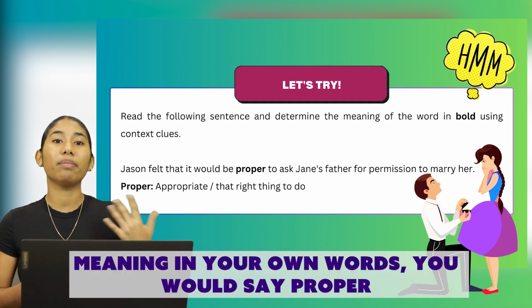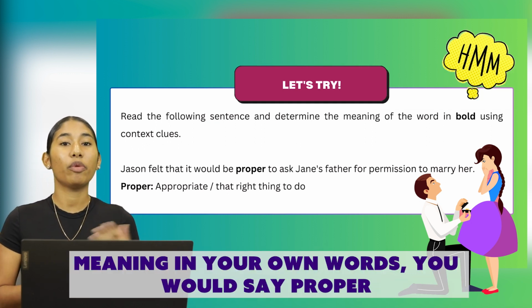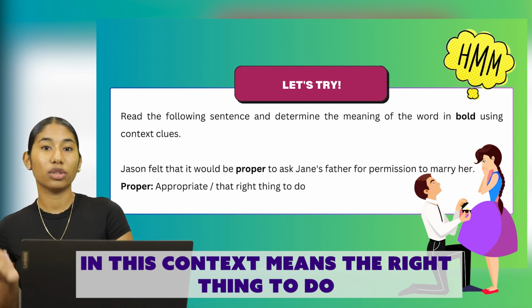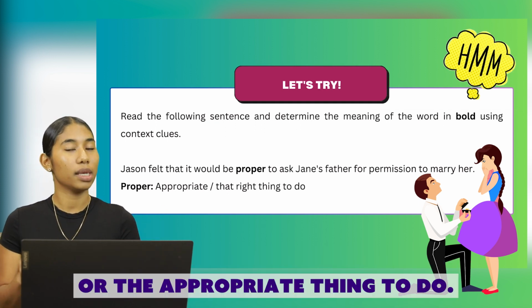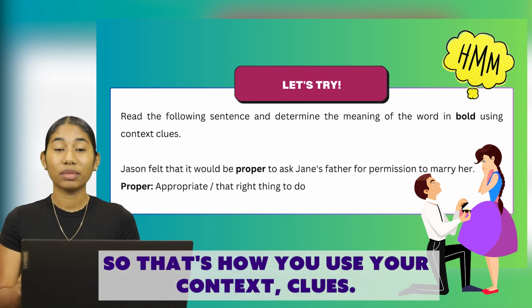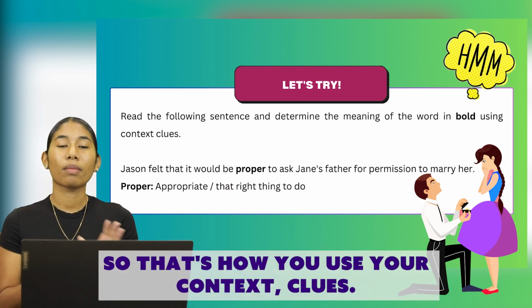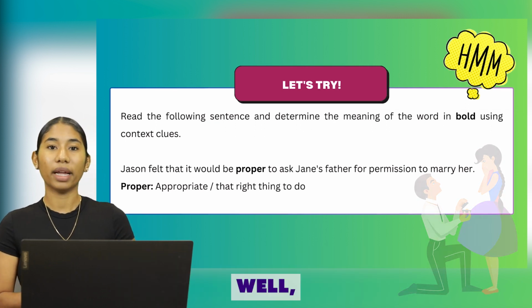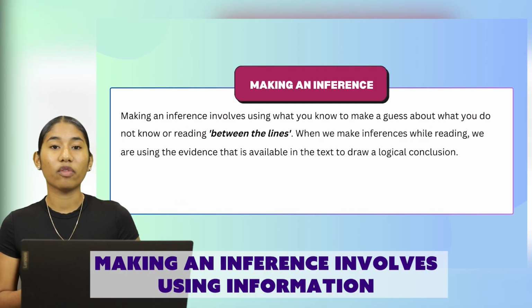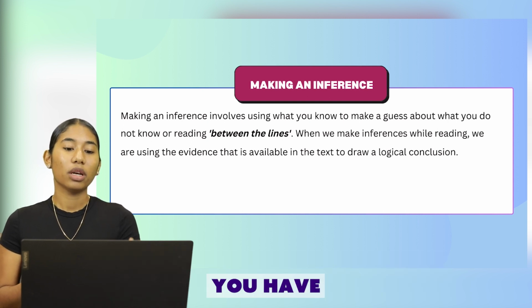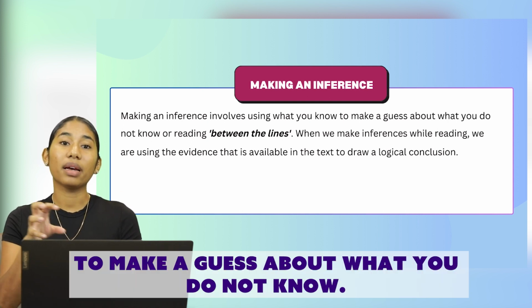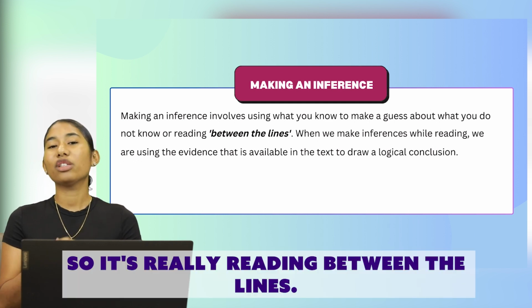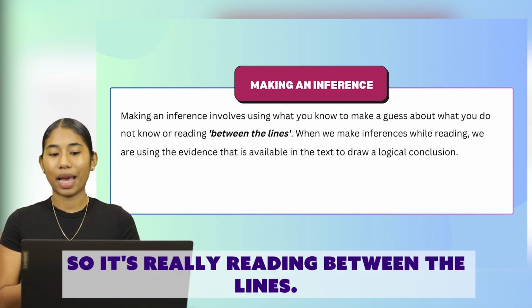And if you were to give the meaning in your own words, you would say proper in this context means the right thing to do or the appropriate thing to do. So that's how you use your context clues. Now, how do we make an inference? Well, making an inference involves using information you have to make a guess about what you do not know. So it's really reading between the lines.